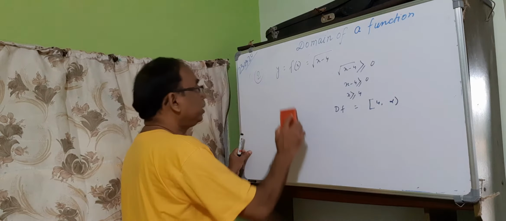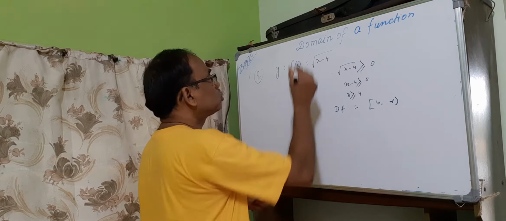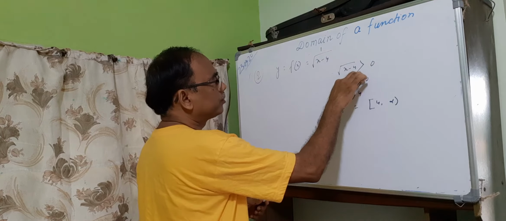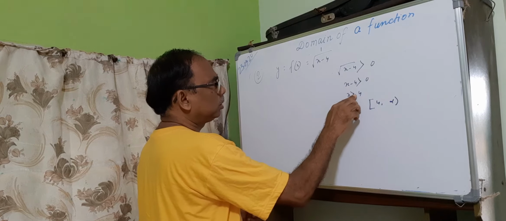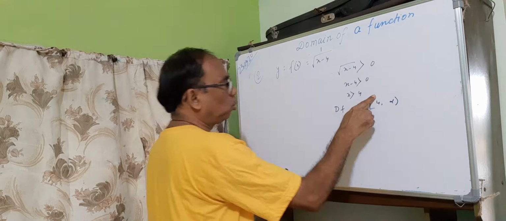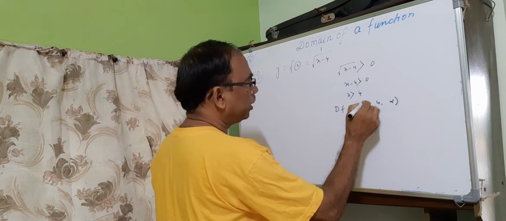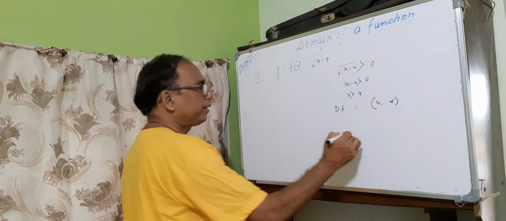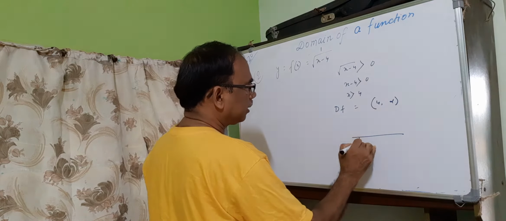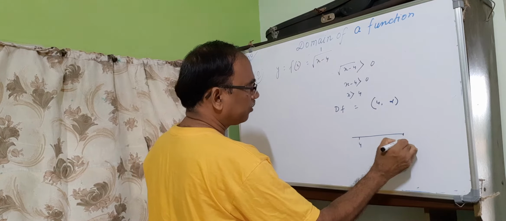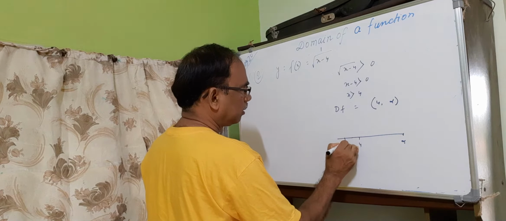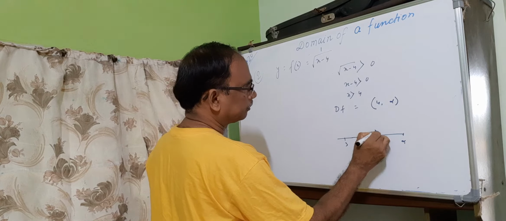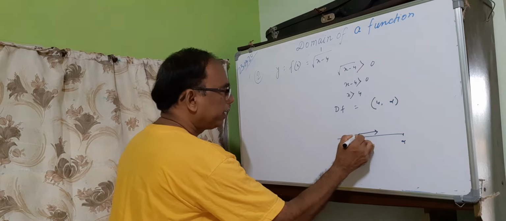If you have y equals 1 by this, then you have to write greater than 0. Then the domain of the function should be within the first bracket, that is (4, infinity), and 4 should not be included. You can write it on a number line: this is 4, this is infinity. The domain of the function is like this. This should not be included, this is a bracket.